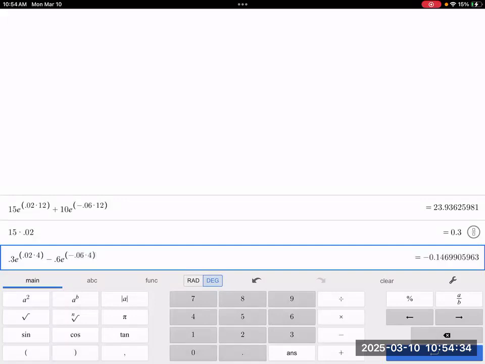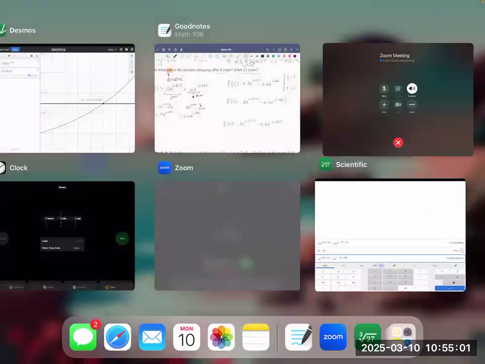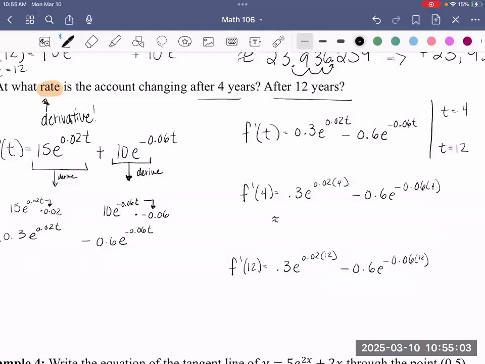And let me just verify that I've typed that in correctly. Okay, so I'm going to round to 2 decimal places. So we have negative 0.15. We're going to do it again with 12 here. And 0.09 or so. So this is roughly negative 0.15. This is roughly 0.09. So what does that mean?